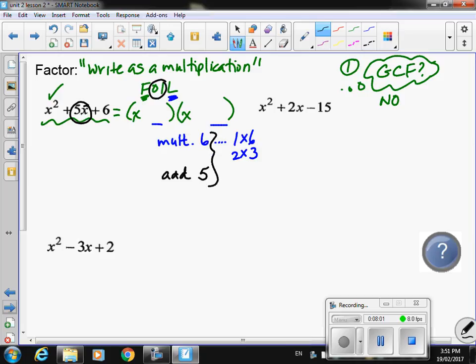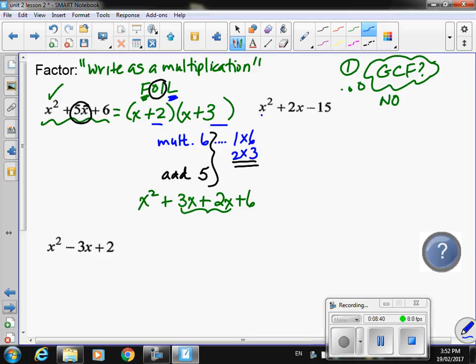Of those 2 possibilities, everything being positive, which 2 would add to 5? Those 2. So my 2 numbers would be positive 2, positive 3. Do a quick check. If I did FOIL on those, I would get x squared plus 3x plus 2x plus 6. So I'm going to do a quick FOIL. First, outside, inside, last. We can put those together and get 5x. Bingo, I factored it correctly.